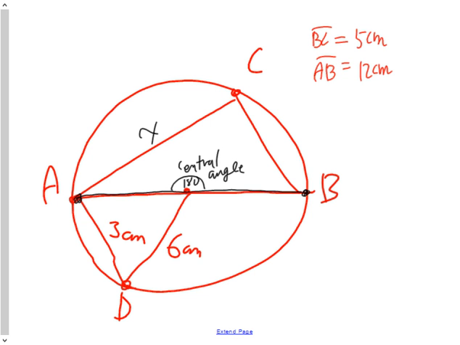Now when those A and B points are connected to any other point outside of the middle, like point C, this will be an inscribed angle. And since it's inscribed to the central angle of 180, it is also 90 degrees.